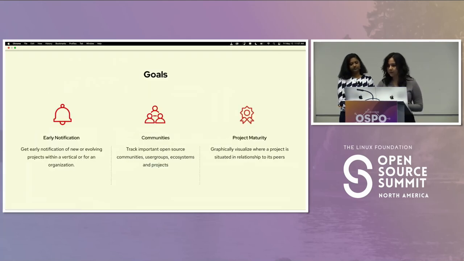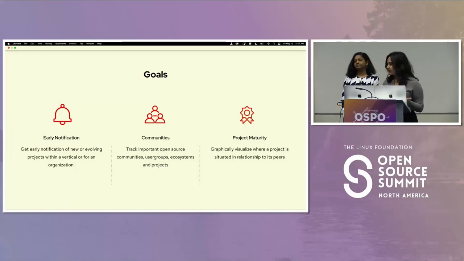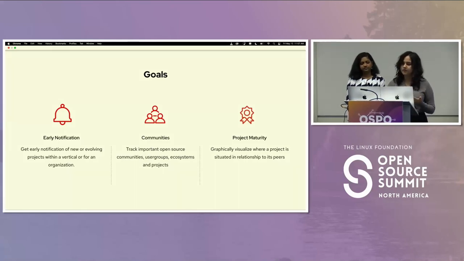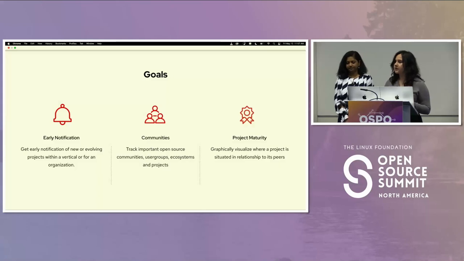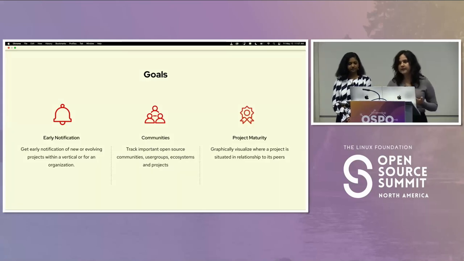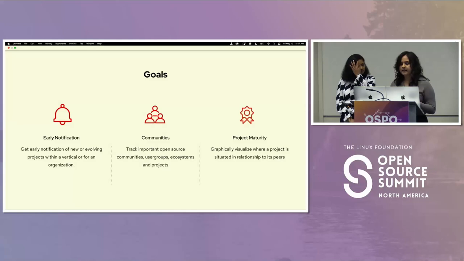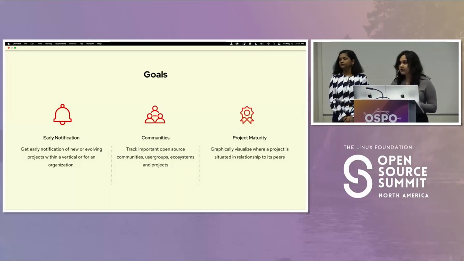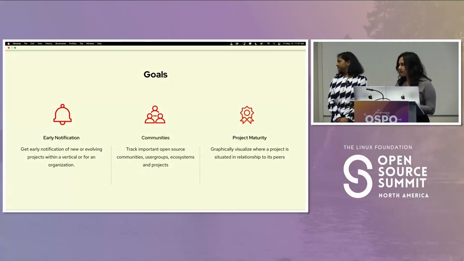So what are our main goals that we are trying to address in this project? We would like to get early notification of new and evolving open source projects. We've also been wanting to track and monitor new and important open source communities, user groups, and ecosystems, and monitor their movement. We also want to visualize where a project is situated in relationship to its peers in terms of maturity.